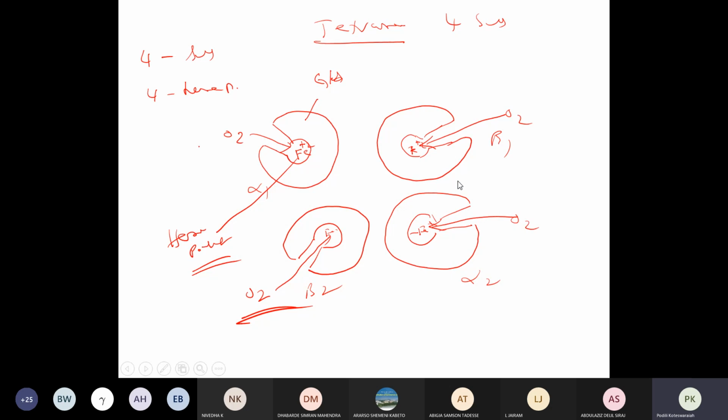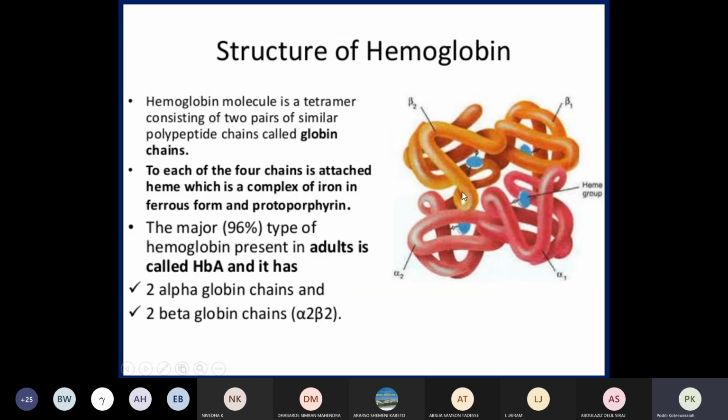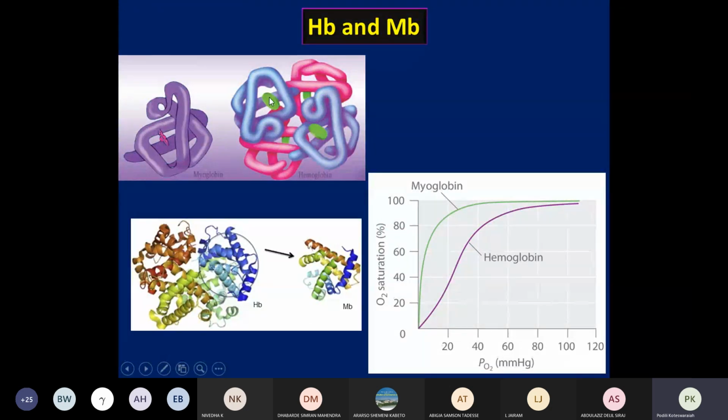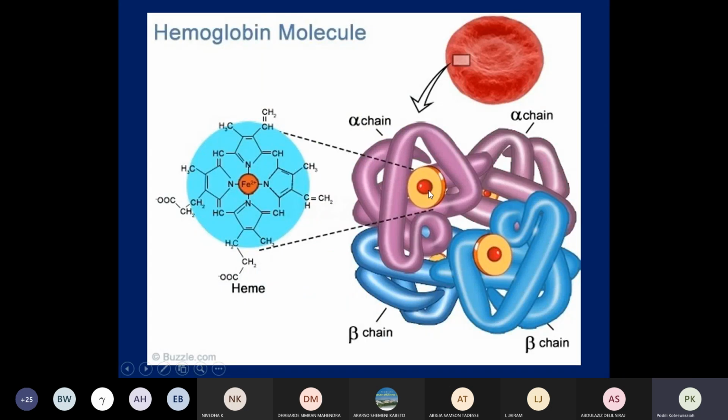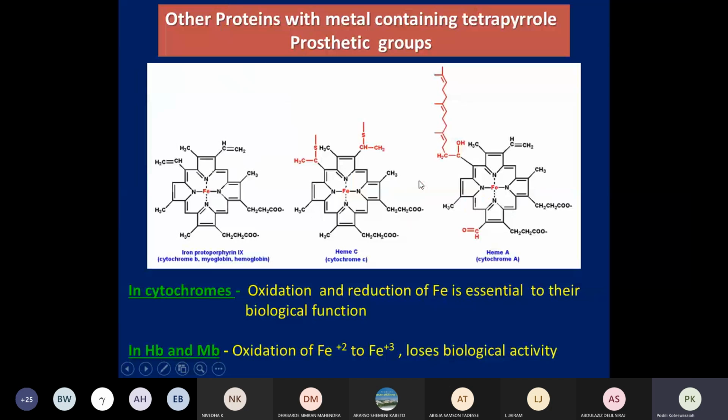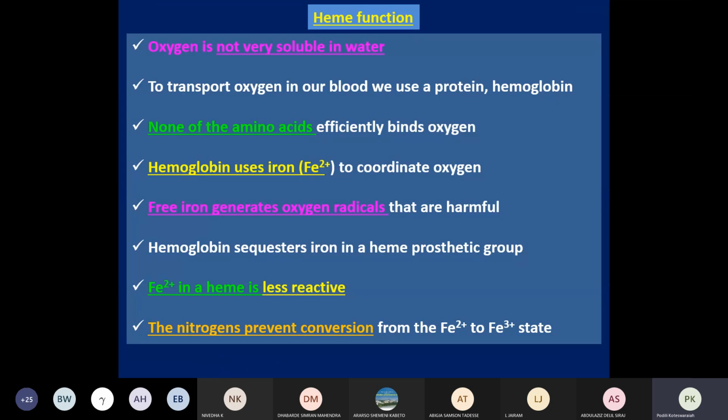So this is the structure of the hemoglobin, and you can also see clearly that each subunit has one heme pocket. That's where the oxygen binding takes place. And this is about the hemoglobin. And of course, the protoporphyrin ring systems are tetrapyrrole prosthetic groups, not only present in hemoglobin, they are also present in other cytochromes and other structures.